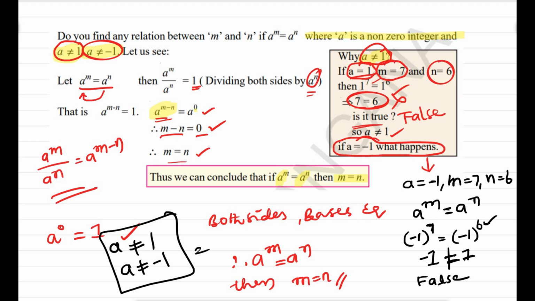Every law of exponents can be proved with various examples and can be verified with different examples. Understand, students?